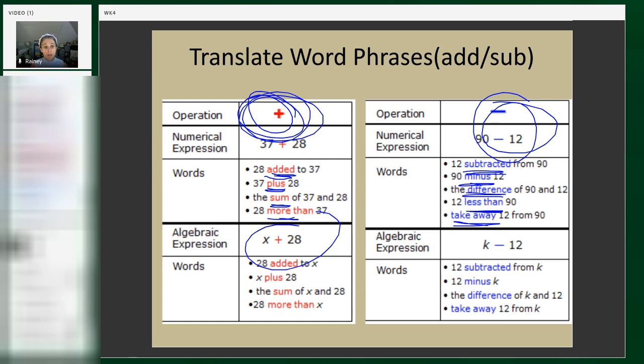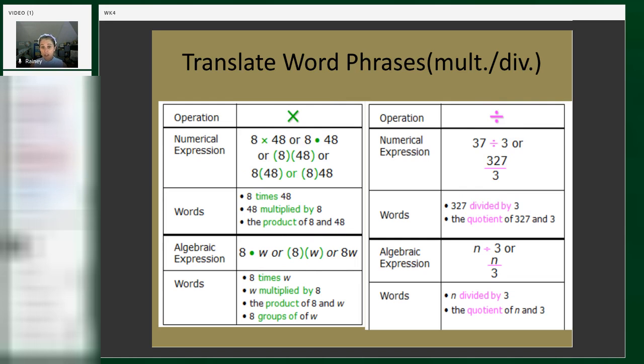And you can also do this with multiplication and division. So you've got times or multiplied by or the product of. All of these words tell us what we are doing. Now, when we're doing multiplication, you would not want to write 5 times x like that. Instead, we want to use our parentheses, or we want to use the dot, so that we know we're actually multiplying. And then, of course, for division, we've got the fancy word quotient to represent when we're going to divide.